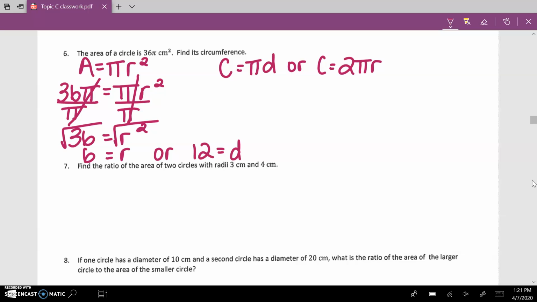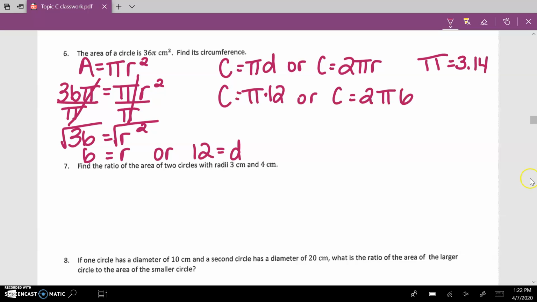You double it. So that means when you go to find the circumference, well, you can use either one. You could have C equals pi times 12, or you could have C equals 2 times pi times 6. You get the same answer either way, okay? I believe for this question on my answer key, I used that pi equals 3.14, so you can use that to check it, all right? That's one of the questions.